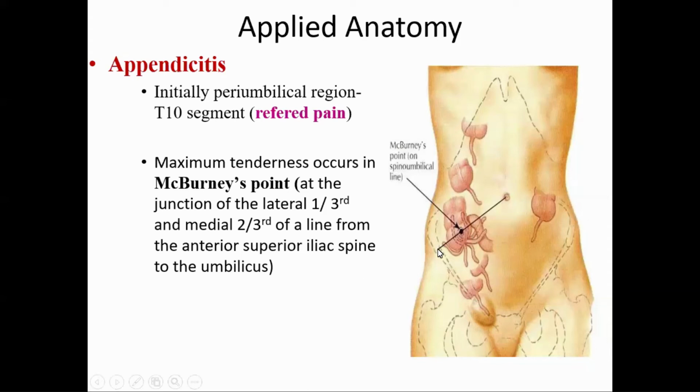An imaginary line is drawn from the right anterior superior iliac spine to the umbilicus. Divide this line into the medial 2/3 and the lateral 1/3; the point at this junction is called McBurney's point, where maximum tenderness is felt during appendicitis. And these are the congenital anomalies of the vermiform appendix as well as the cecum. The normal position of the cecum and the vermiform appendix is in the right iliac fossa. Sometimes it may be present in the left iliac fossa or lumbar regions.